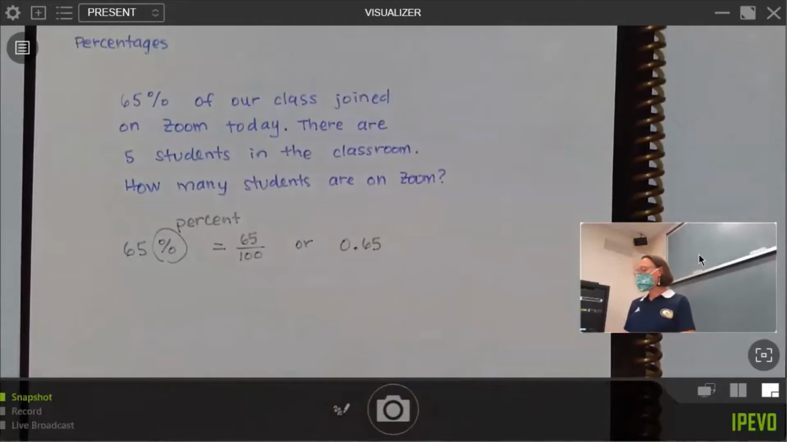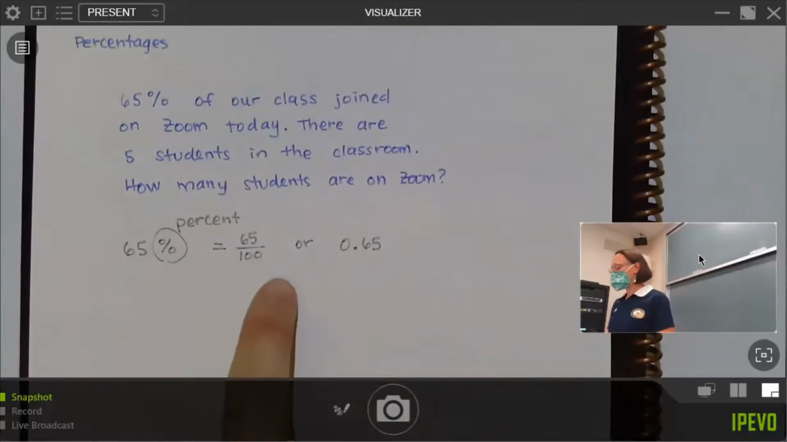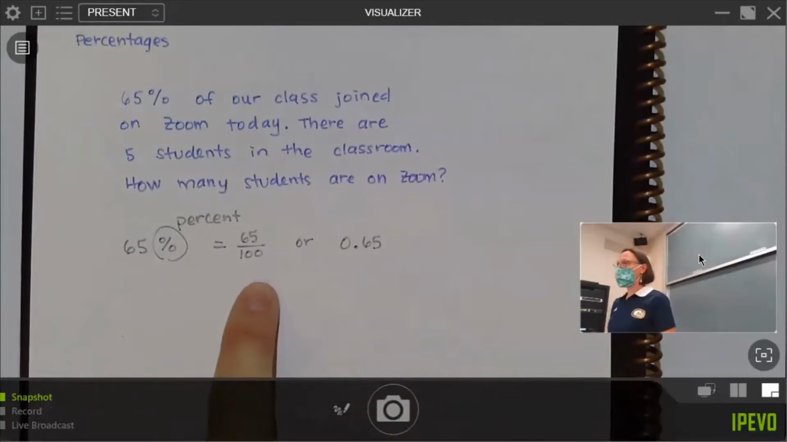So when we write the percentage symbol, it's convenient notation. It's notation that we see a lot. We see it in newspaper articles. We see it in advertisement signs. But this notation means 65 out of 100, or as a decimal, 0.65.